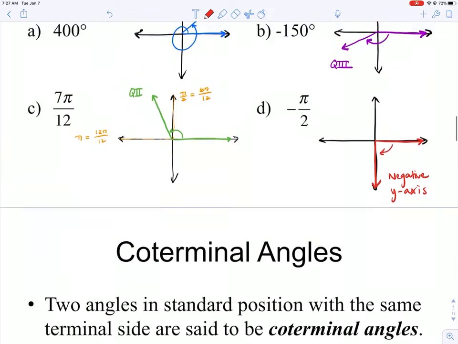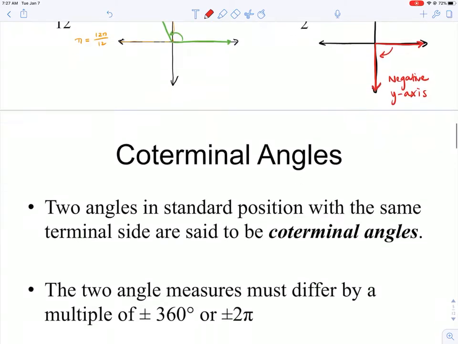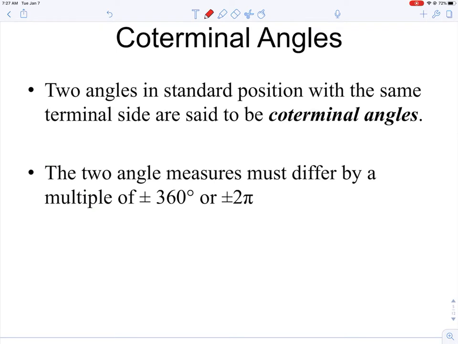For example, with the angles that we were talking about up here, like 40 degrees and 400 degrees would end up being coterminal angles. They terminate in the same position. Negative 150 degrees and 210 degrees are coterminal angles. Negative pi over 2 and 3 pi over 2 are coterminal angles because they terminate in the same place. So, two angle measures must differ by a multiple of positive or negative 360 degrees, or plus or minus 2 pi, in order to be coterminal.